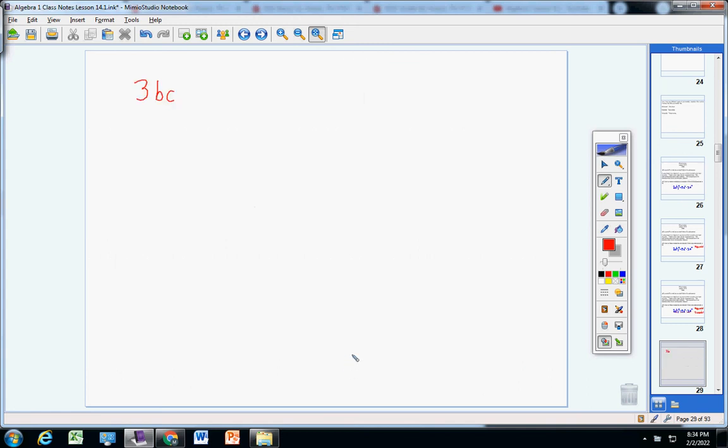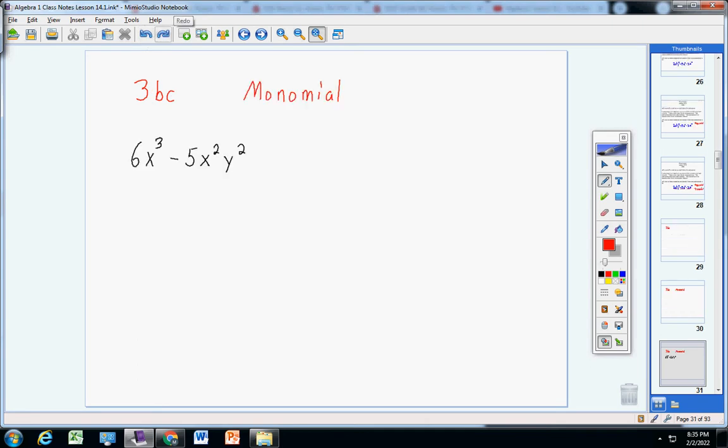Now let's practice. That is a polynomial. How many terms does it have? And please don't say three. All of these are being multiplied, so it's one term. We call this a monomial. This has two terms, and so we call it a binomial.